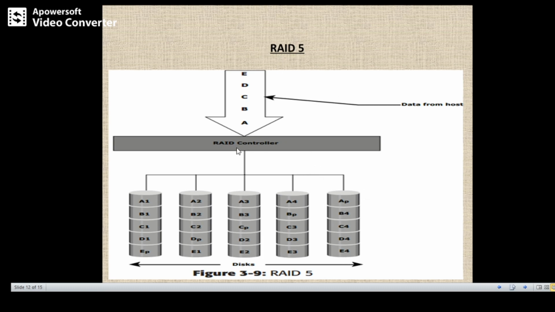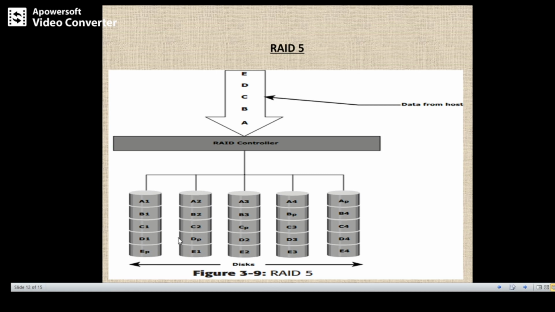Here what exactly the RAID controller does is, it will take the data from the host like A, B, C, D and E. It will stripe the data across different disks, like A1, A2, A3 and A4, and the block parity will be computed. If this is disk A, B, C and D, AP will be computed, which is stored on the last disk. Similarly, BP is stored on the fourth disk, CP on the third disk, DP on the second and EP on the last.